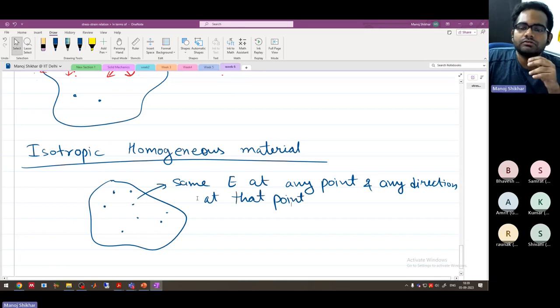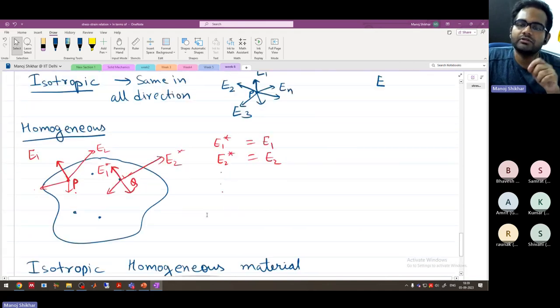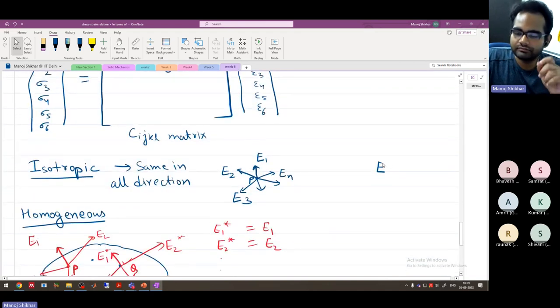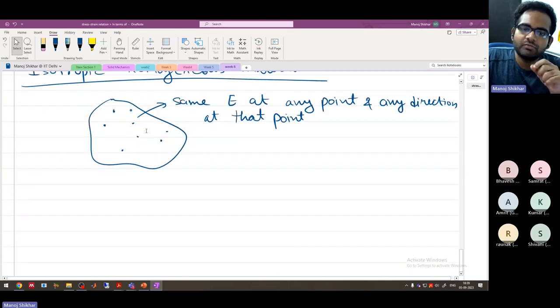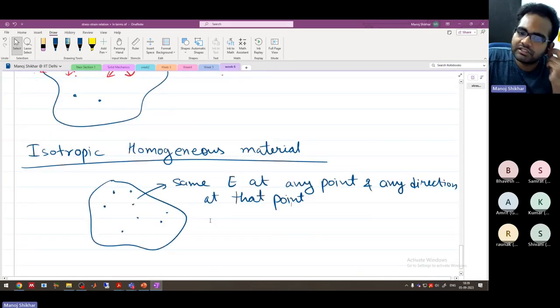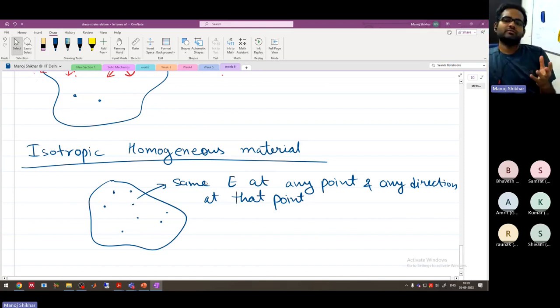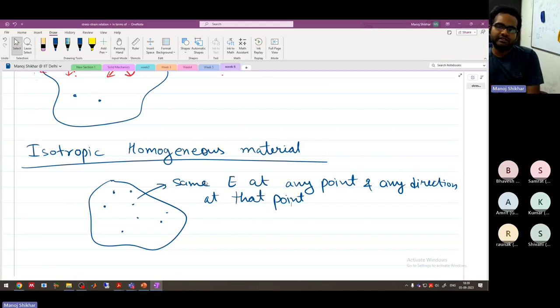One thing I'd like to mention here, I took the example of Young's modulus. So this body is isotropic and homogeneous with respect to Young's modulus. Like the Young's modulus of this body is the same at every point and is independent of any direction we take at that point. Similarly, in solid mechanics, we have modulus of rigidity G. That will also be the same at every point because we have considered a material like that. But it may happen that this material is not isotropic and homogeneous for some other property.